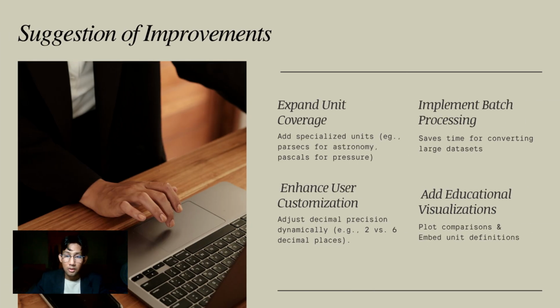So the suggestions of improvement that we can make based on our mini project, first is to expand unit coverage. Currently we did only 9 units, but in the future we plan to add specialized units, for example pascals for pressure and maybe parsecs for astronomy. And the next is we want to implement batch processing, which currently we can only convert one value or unit at a time, but we want to ease our users in the future to save their time by converting large data sets or number data sets.